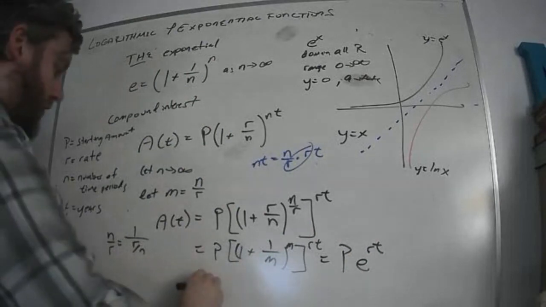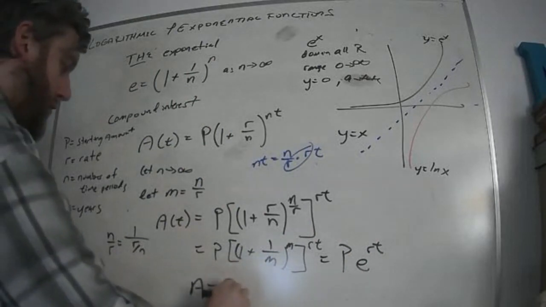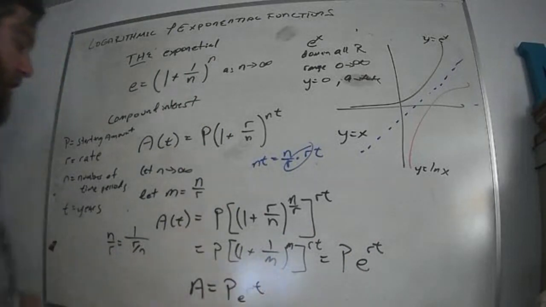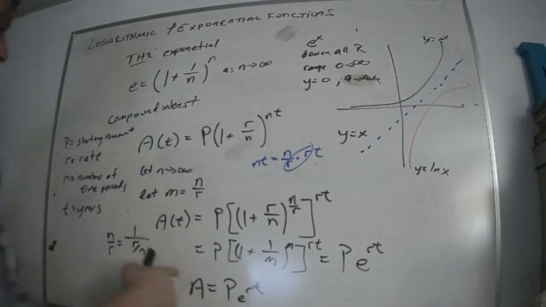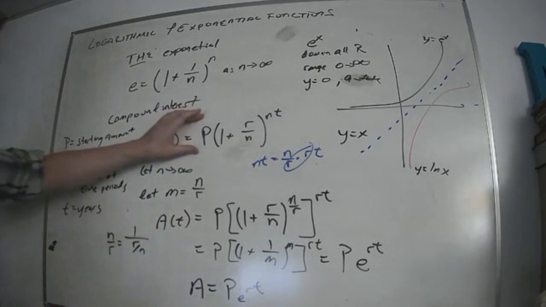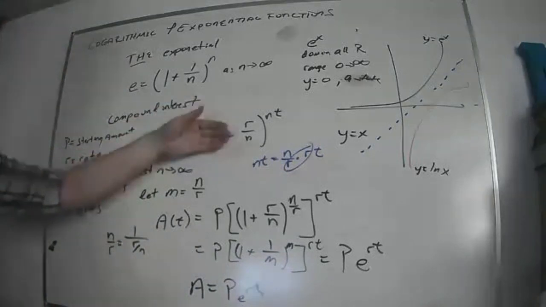Or, spread it all out, and in finance, this is just often called pert, as in A equals P e to the rt. And this is when interest is compounded continuously. And this is when interest is compounded, say, daily, monthly, yearly.